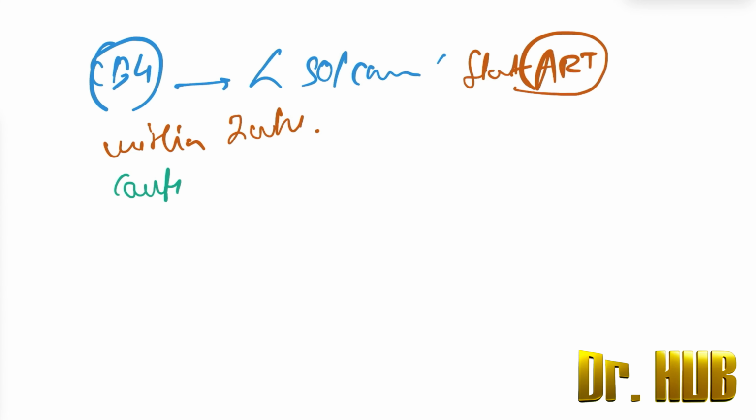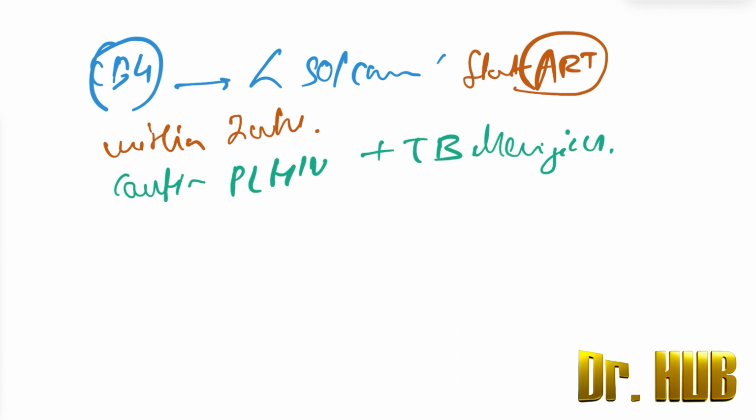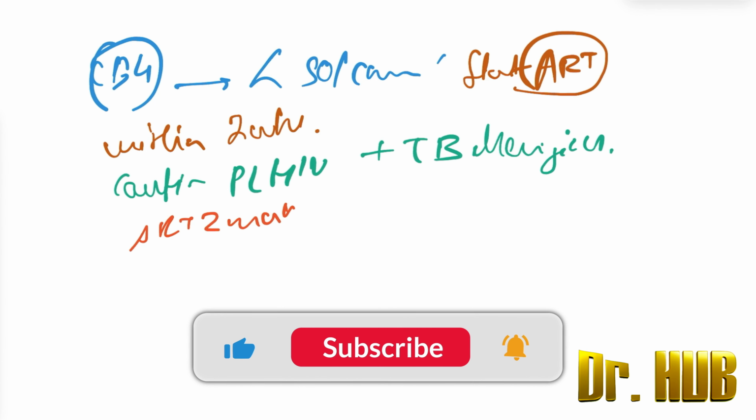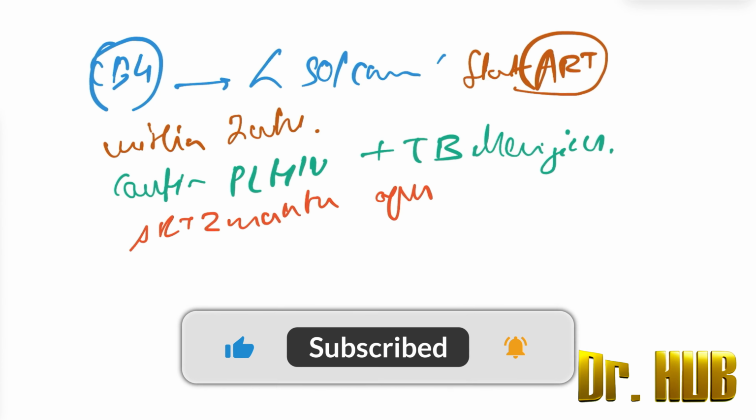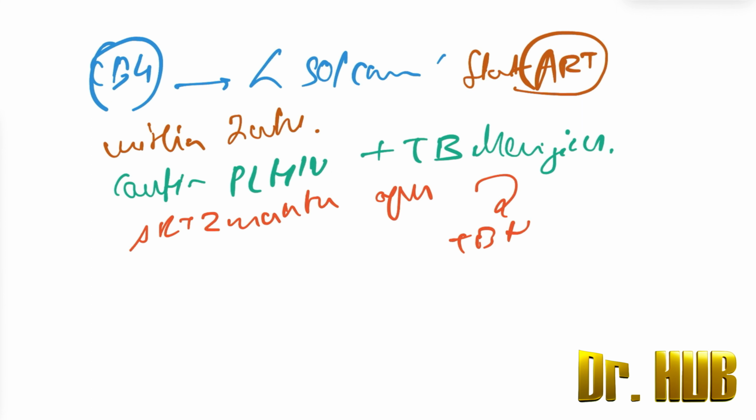So you take caution for the PLHIV with TB meningitis, since immediate ART is associated with more severe adverse events than initiating the ART 2 months after the start of TB treatment. So ART 2 months after the start of the TB treatment.